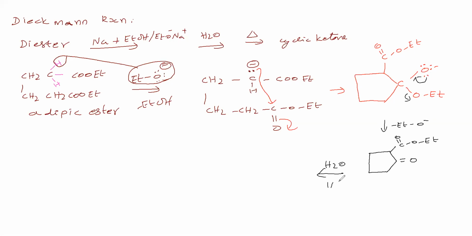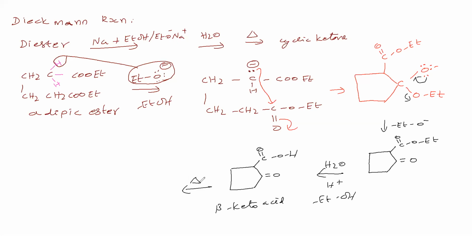Ester undergoes hydrolysis in the presence of acid to give carboxylic acid. Ester on hydrolysis gives carboxylic acid. Therefore we got a carboxylic acid. This will be removed as ethanol. Then this is called a beta keto acid.